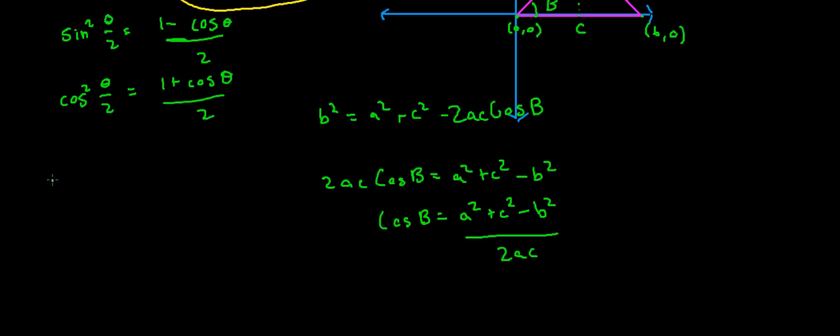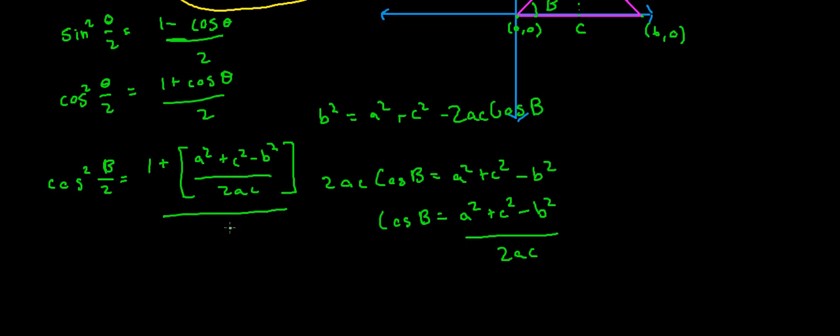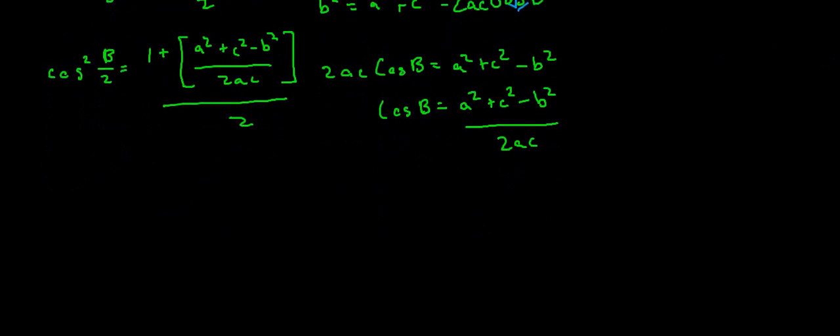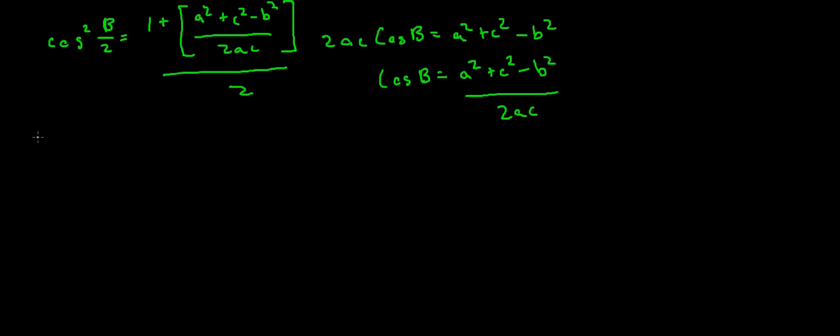So I'll do cosine squared first. And I'm going to do beta over 2. Or not beta, it almost looked like beta, but b, angle b over 2. And then cosine theta is going to be cosine b. So cosine b is equal to all this stuff right here. So I'm just going to put that in. And this is all over 2. Now I'm going to simplify this.